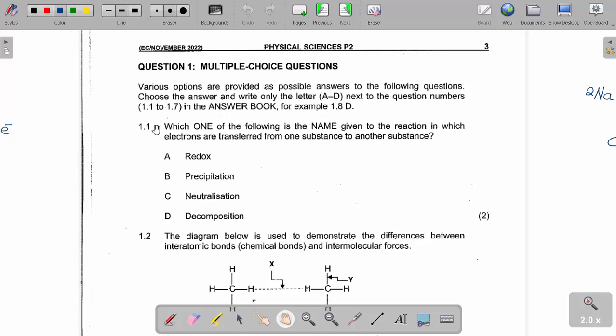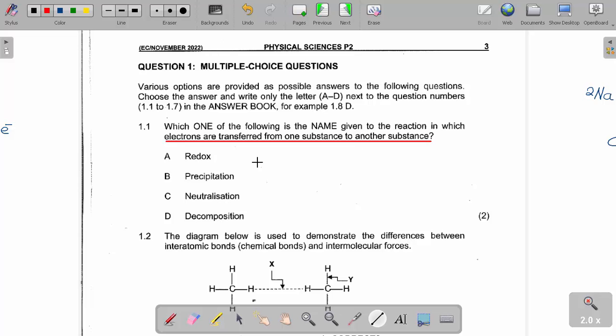Okay, this multiple choice, they say, which one of the following is the name given to the reaction in which electrons are transferred from one substance to another? Is it a redox, precipitation, neutralization, decomposition? Note something here. They are saying that in which electrons are transferred. Did you hear that? Electrons are transferred from one substance to another substance. So that's the most important thing here.